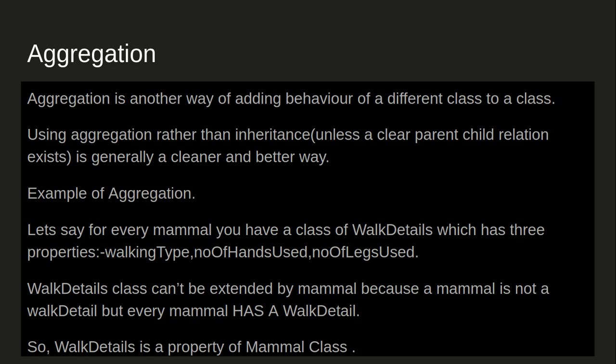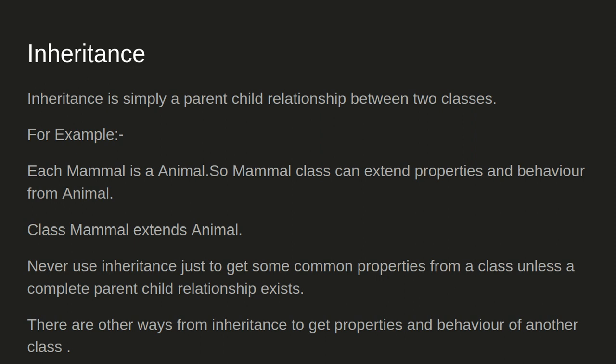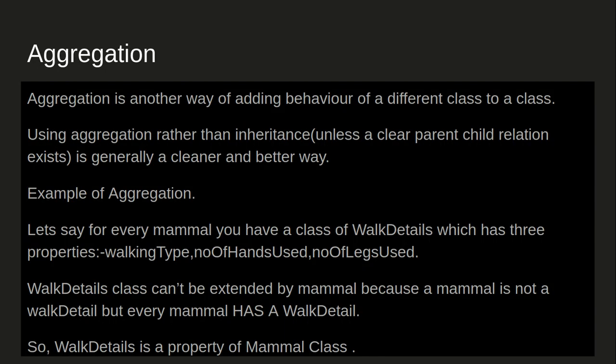So aggregation is another way of adding behavior of a different class to a class. By inheritance also, what we are primarily doing is trying to get some properties from the parent class inside the child class. So we are adding some properties from a different class to another class by using this property of inheritance. Aggregation is another way of doing the same thing. You are adding some behavior from a different class to your class.